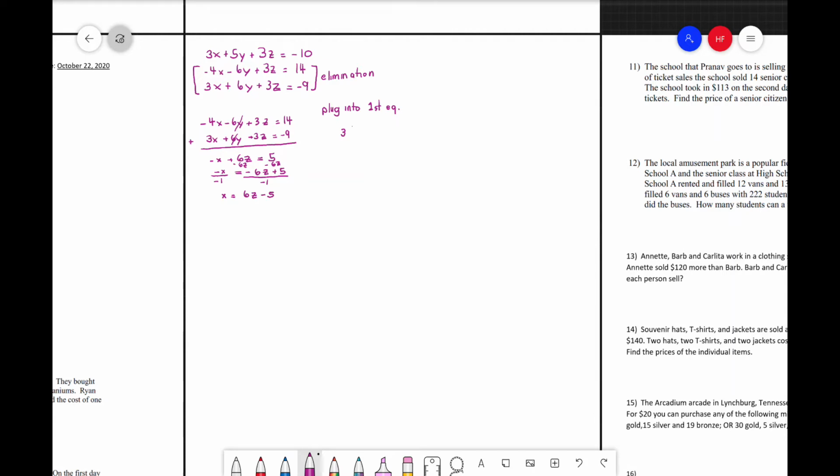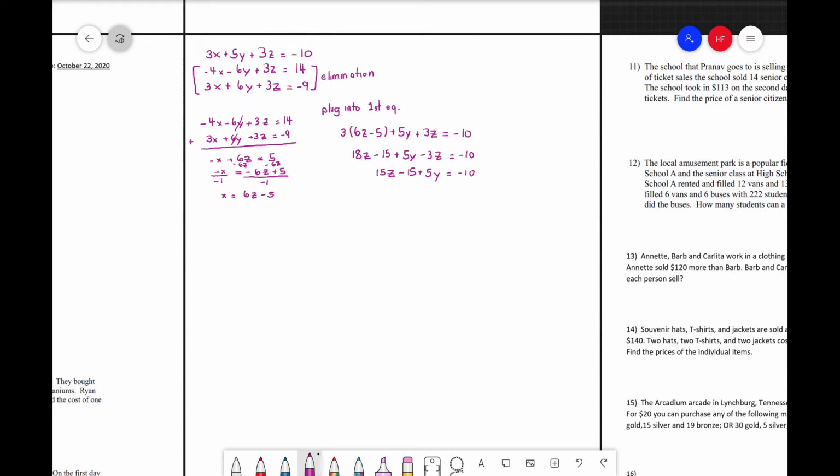So we have 3 times (6z minus 5) plus 5y plus 3z equals negative 10. I'm going to distribute that 3, so I get 18z minus 15 plus 5y minus 3z equals negative 10. And then I'm going to combine my like terms, 18z minus 3z, 15z minus 15 plus 5y equals negative 10.